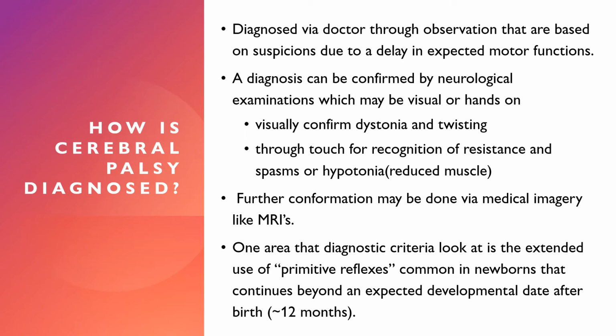Or they might confirm it through touch for recognition of like the resistance or spasms or hypotonia. They can physically inspect with their hands an individual to find out, is there more resistance pulling back in this direction than there should be? Are there spasms? Or is there a reduced muscle mass when you kind of pinch and feel around? They know how much is supposed to be there, for, again, these developmental milestones. If it's not there, then at that point, they know that maybe they're going to need to look at some further confirmation, which can be done via medical imagery, like the MRI. So they might do an MRI and they might be able to find something that way.